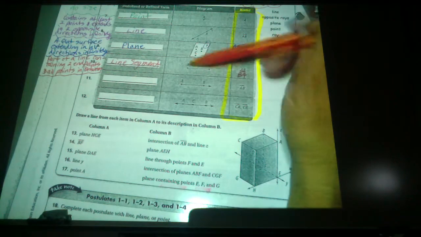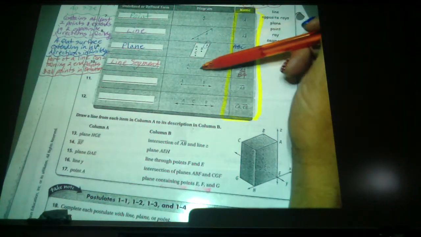A line contains an infinite number of line segments. A line contains an infinite number of points. And they'll never say this, but technically a line segment could contain an infinite number of points as well, because a point has no size. So I can put an infinite number of no size items within here, but they'll never say that.